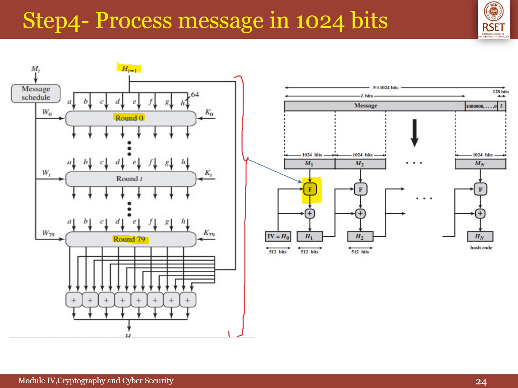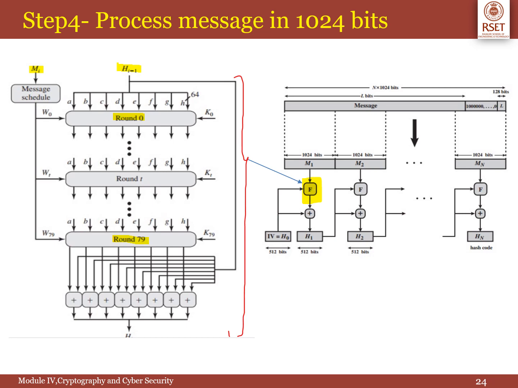The 1024-bit message block is divided into 80 different words, marked as W0 to W79, each of size 64 bits, and which are given to each of the 80 rounds of the compression function.